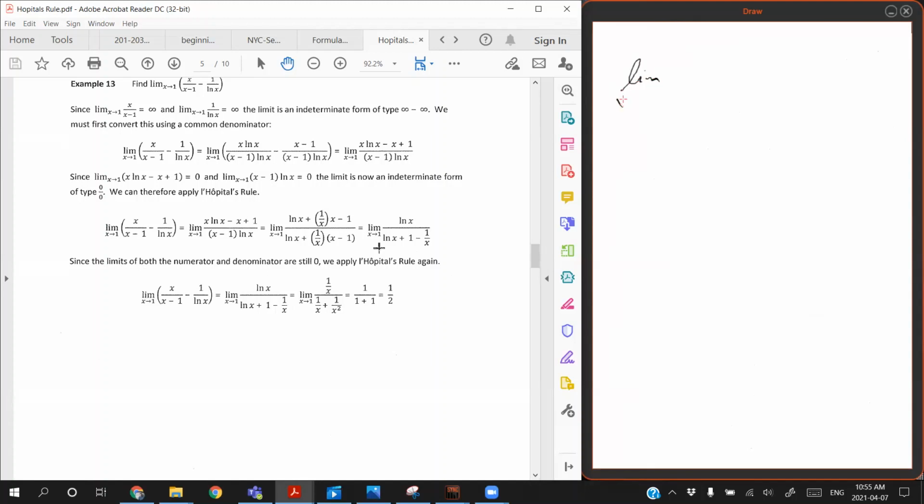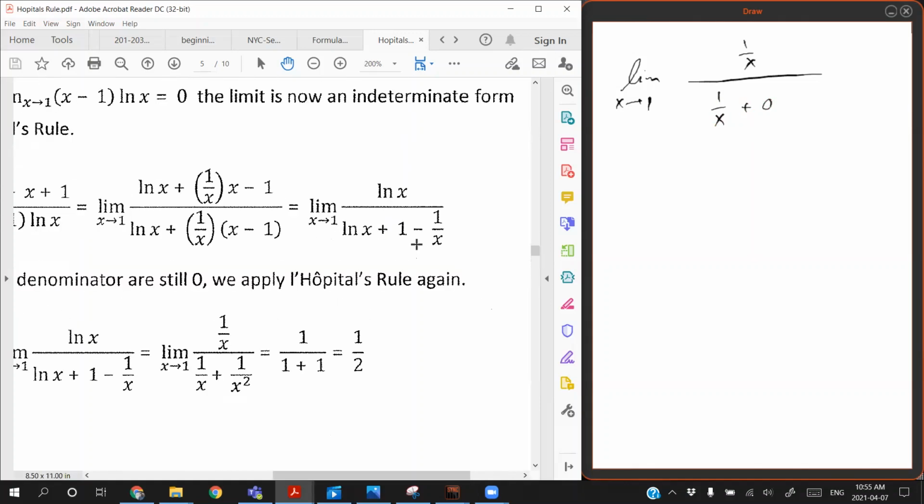So we have limit as x approaches 1. The derivative of ln of x is 1 over x on top. At the bottom, the derivative of ln of x is 1 over x, plus the derivative of 1 is 0. And then the derivative of negative 1 over x is going to be plus 1 over x squared. Because notice that the derivative of x to the minus 1 is minus x to the minus 2. And then there is a minus here. Minus times minus is going to be plus. So at this point, if I just plug in 1, I'm going to get 1 on top and 2 at the bottom. And that's the answer.